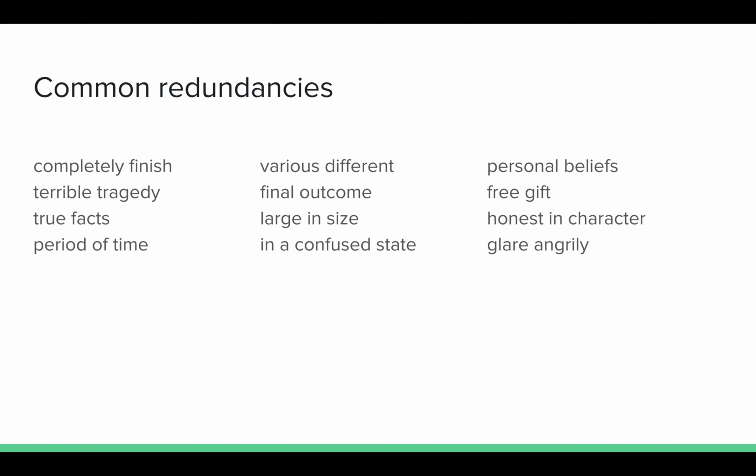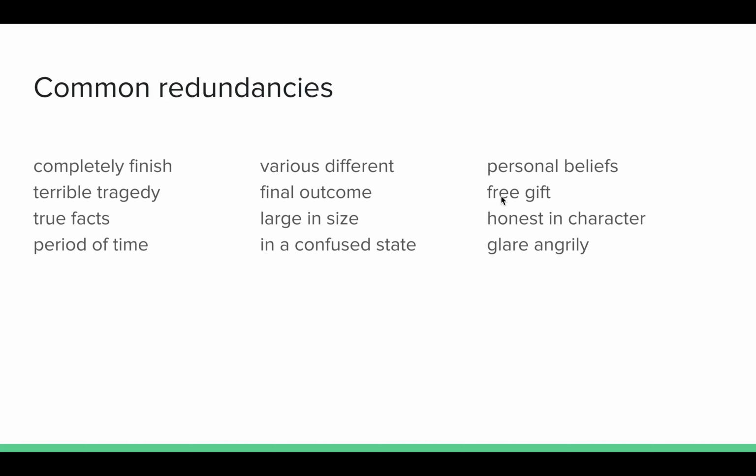Okay, here's some common redundancies. I think some of these are common. Some of these are actually really specific, like glare angrily. But you get some ideas here. Terrible tragedy is one that I tend to hear a lot, and I don't know why. Is there a tragedy that's not terrible? Is there a wonderful tragedy? I mean, if you think a tragedy is wonderful, then I think you have some other issues here. Various different. I hear this one a lot. I'm sure I've used this with great frequency too in my past.